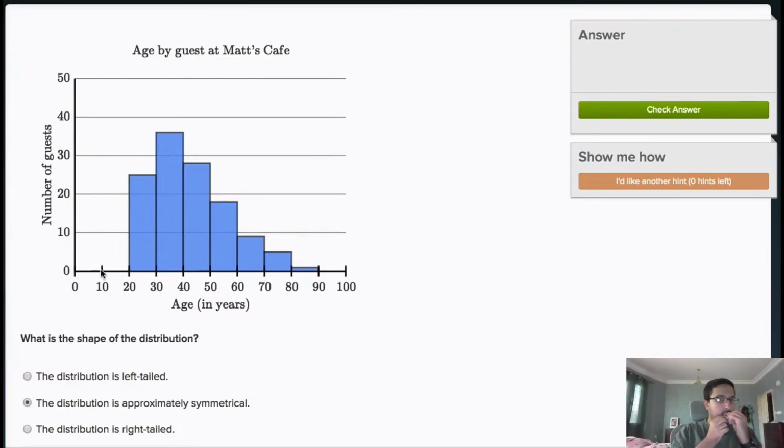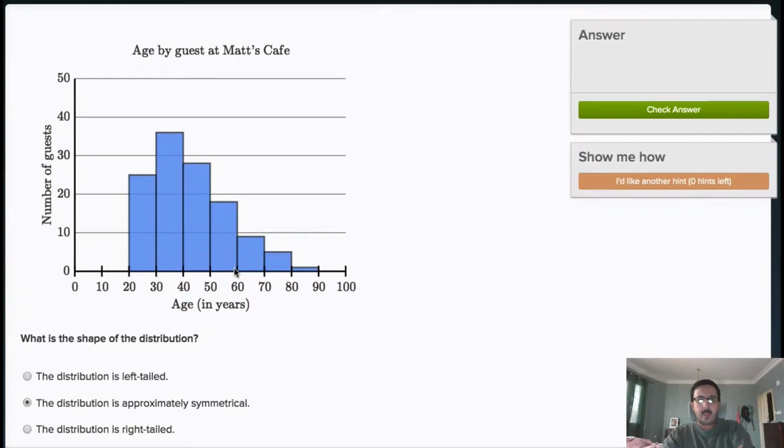So we don't have any guests that are under the age of 20. We have a reasonable number between 20 and 30. We have a lot of guests in that bucket between 30 and 40, a reasonable number between 40 and 50. And then as we get older, we have fewer and fewer guests. So when you look at a distribution like this, something might pop out at you.